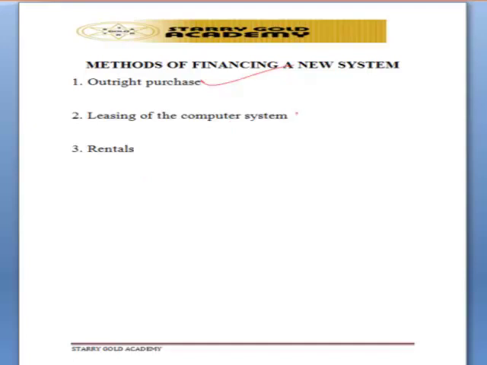Then the second thing is that we may use what you call leasing. That is leasing of the computer system. It's just a situation whereby the company will enter into a contract with another company that will supply the system, and they can use it for some number of years, maybe 5 years, maybe 10 years, maybe 15 or 20 years. After the expiration of the agreed time, the contract can now be renewed. Then at the same time, we can use renters. When we talk of these renters, their payment agreement may be on a monthly basis or on a yearly basis.